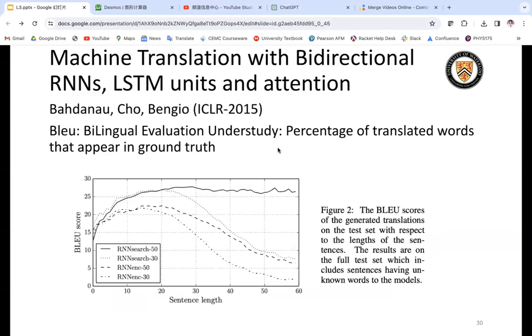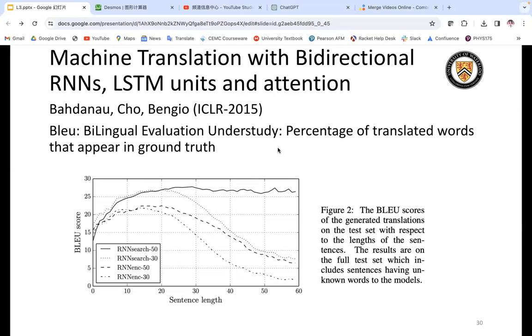Now we can look at some results with bidirectional RNNs, LSTM units, and attention. Here we are looking at a BLEU score, which is bilingual evaluation understudy. This is the percentage of translated words that appear in the ground truth.